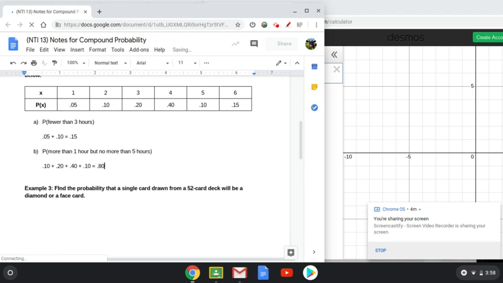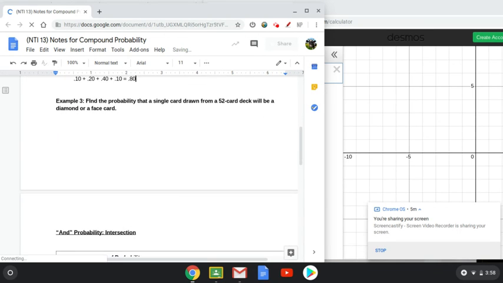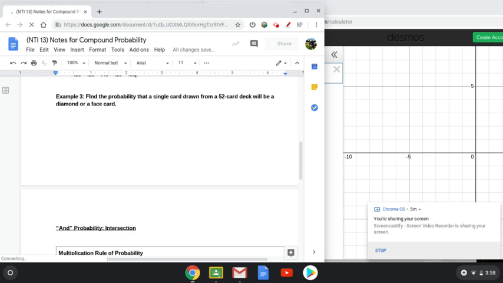Okay? All right, last one here is a little bit different, and this brings in that piece I mentioned at the very beginning about sometimes we have to subtract something out. Here's what I mean. It says find the probability that a single card drawn from a 52 card deck will be a diamond or a face card. So start with this. How many diamonds are in a deck? Well, there's 13. So the probability that I draw a diamond is 13 out of 52.